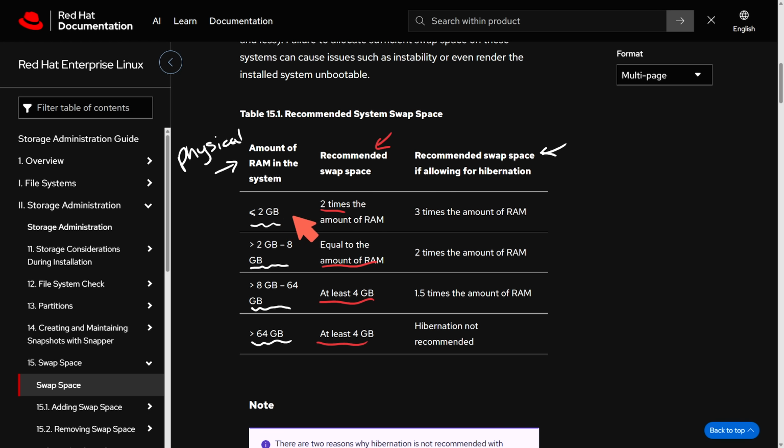So if you're under 2 gigs, you want 3 times the amount of RAM. If you're between 2 and 8 gigs, you need about 2 times the amount of RAM. And finally, if you're between 8 and 64 gigs, you need about 1.5 times the RAM. So much, much more. For example, let's say you had 8 gigs, they're recommending 16 gigs of swap space in order to allow for hibernation to fully take place.